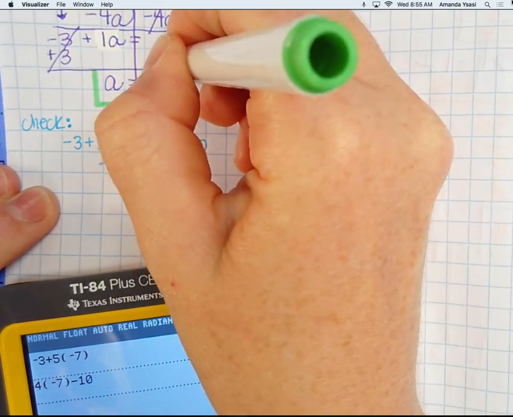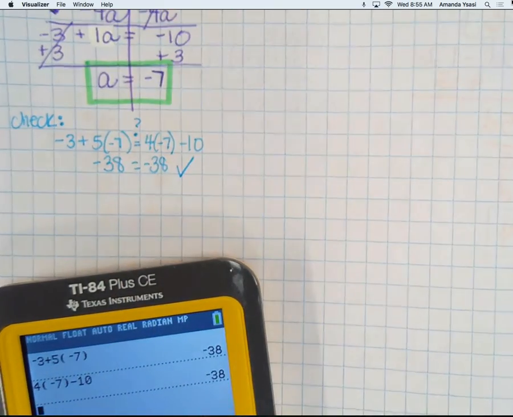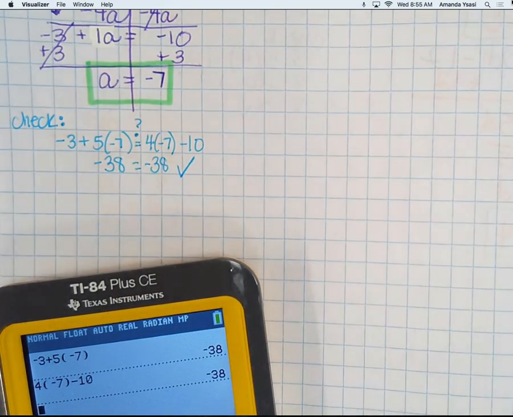A equals negative 7. And if you ever want to use markers or colored pencils or colored pens in your notes, you can. I do have some in the back of the room if you need.